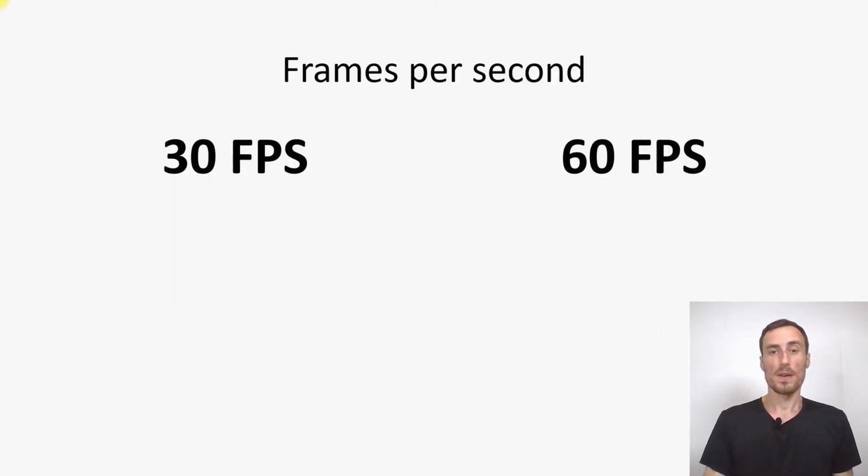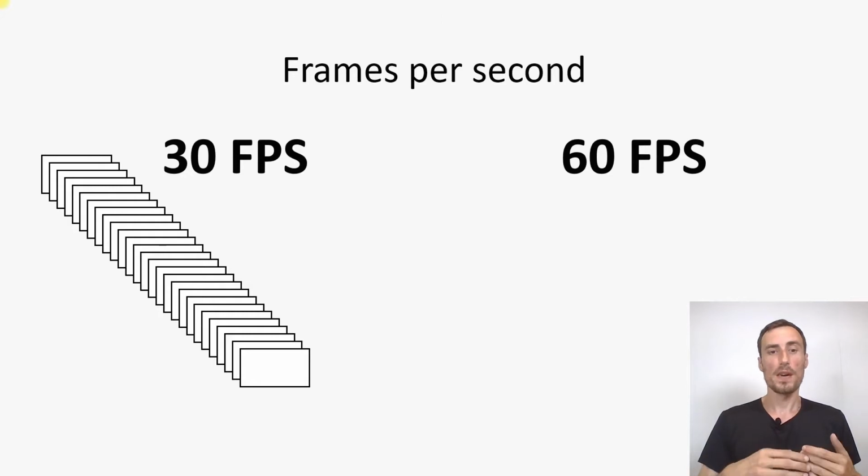FPS. FPS means frames per second, and I'm pretty sure most of you are aware of this. There are basically two standard sizes for us at least, 30 frames per second or 60 frames per second. 30 frames per second means that there are 30 images compressed into 1 second, and we watch them as one motion. So that's basically a video.